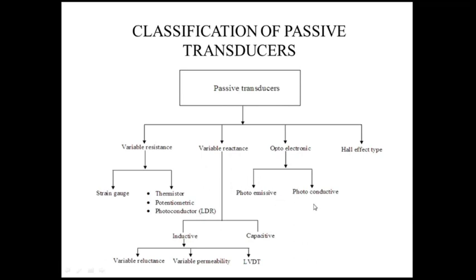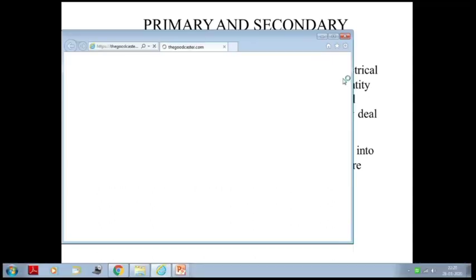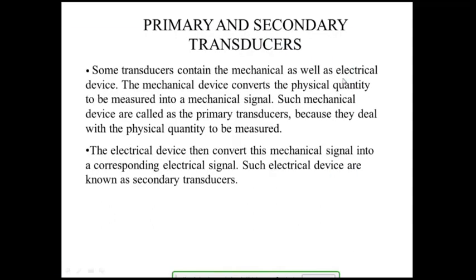So let us discuss the meaning of primary and secondary transducers. There are two stages. The first stage is the primary transducer and the second stage is the secondary transducer. The first stage contains a mechanical device, the second stage contains an electrical device. In the first stage, the mechanical device converts the physical quantity into a mechanical signal.